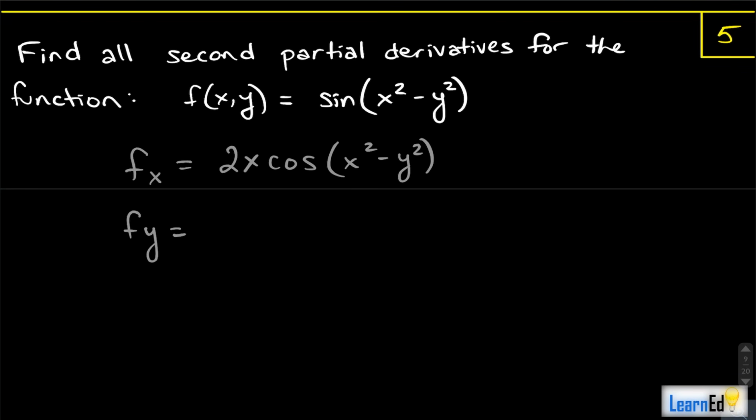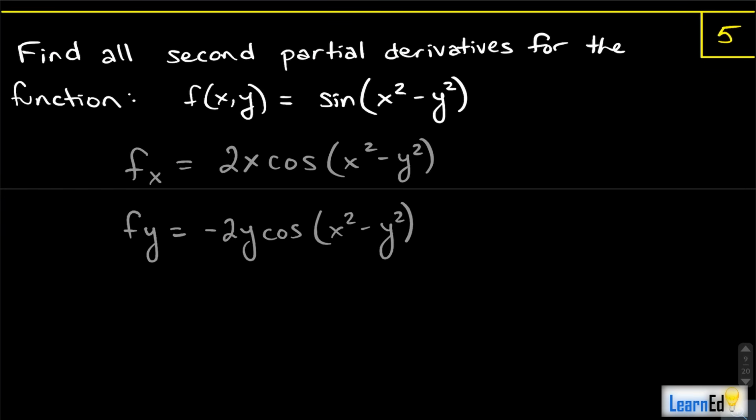Now for the partial with respect to y, again we're going to have cosine of x squared minus y squared, but the derivative of the inside is now negative 2y. And that's the whole thing with partial derivatives. If you're taking a partial with respect to x, you're treating y as a constant. So when we were taking the derivative of the inside, x squared minus y squared, the y is just treated like a constant. So it's like x squared plus 2. The 2 goes away. Doesn't matter. Okay, so that's the first derivatives.